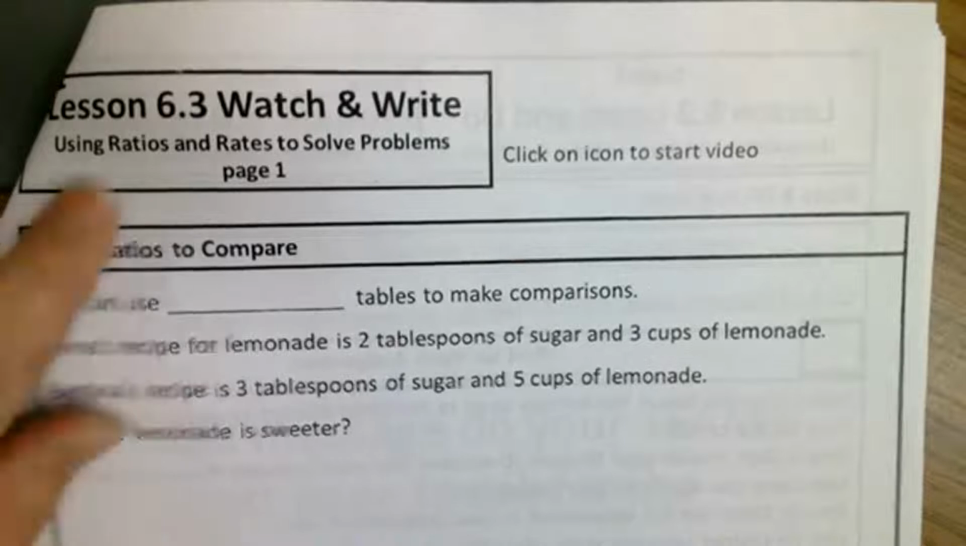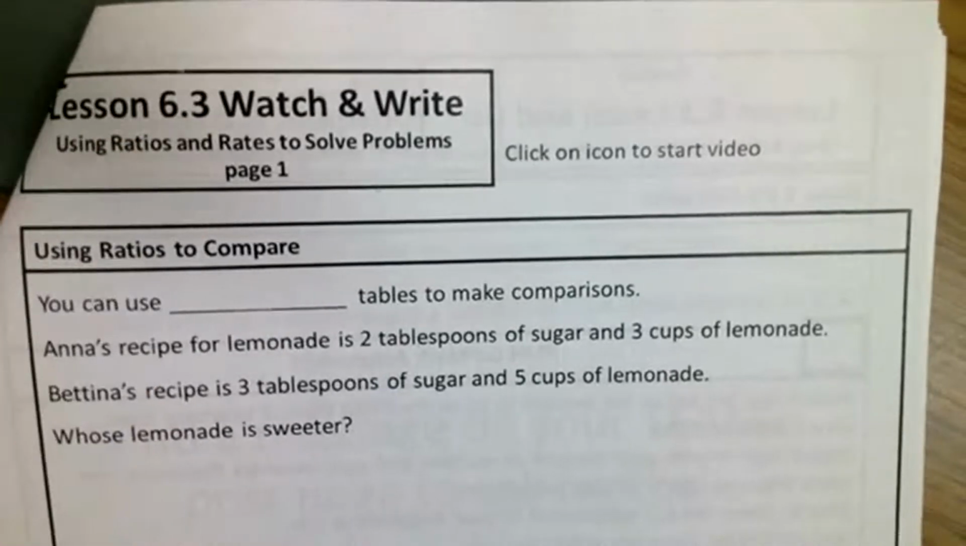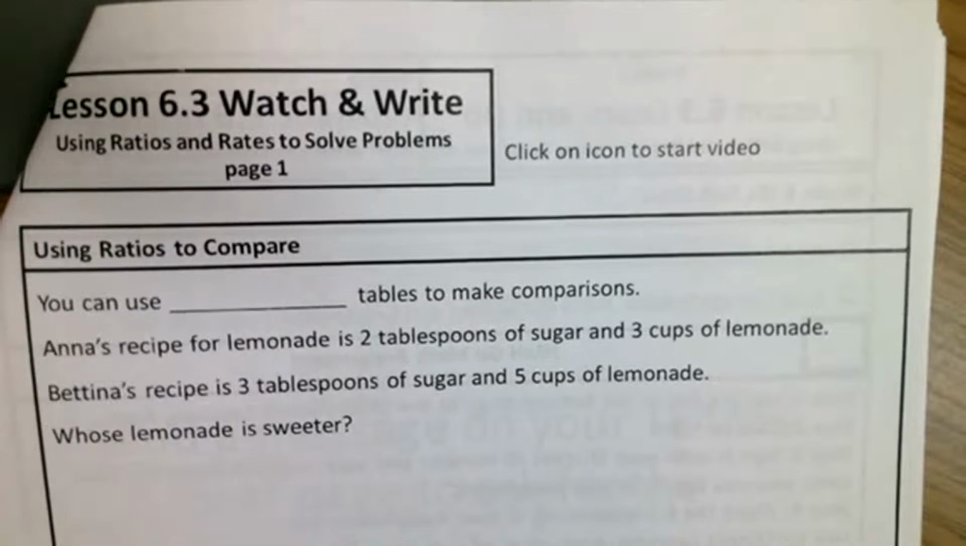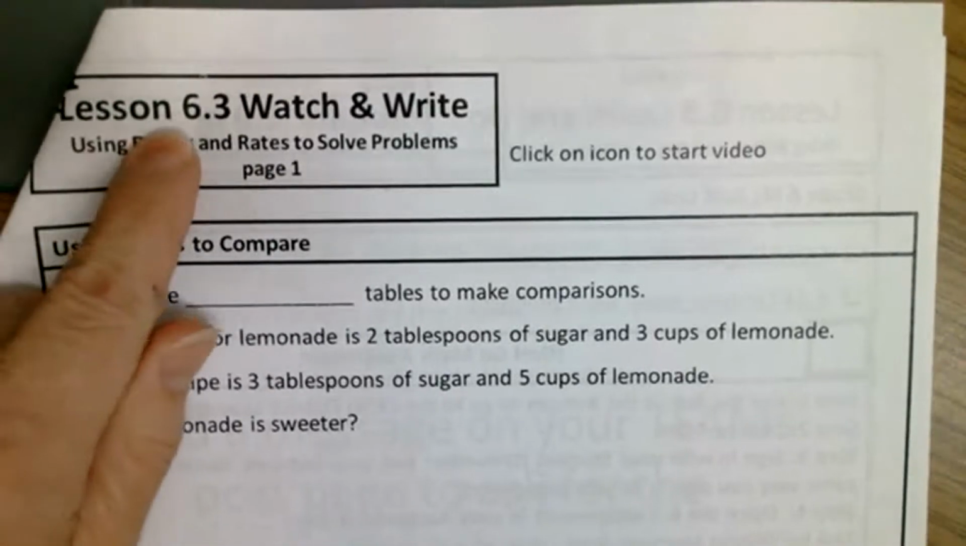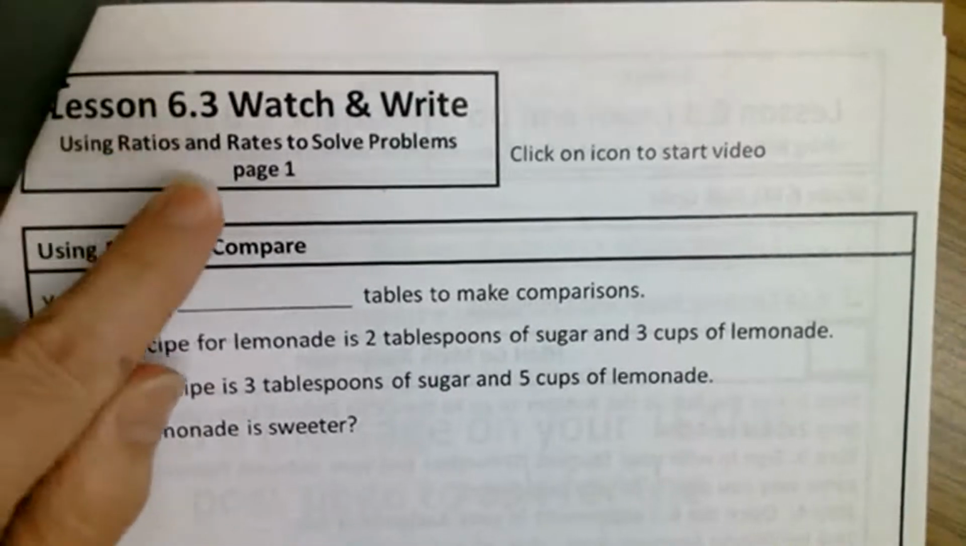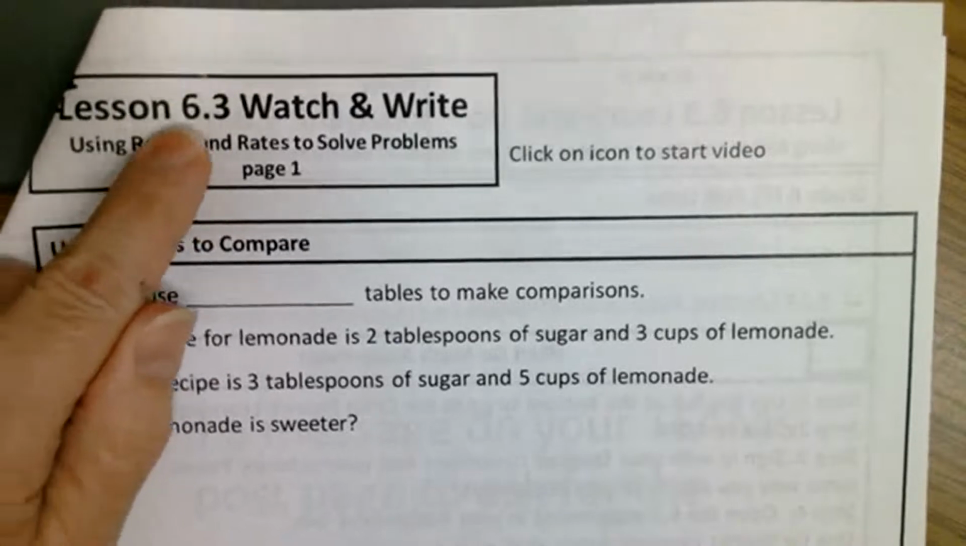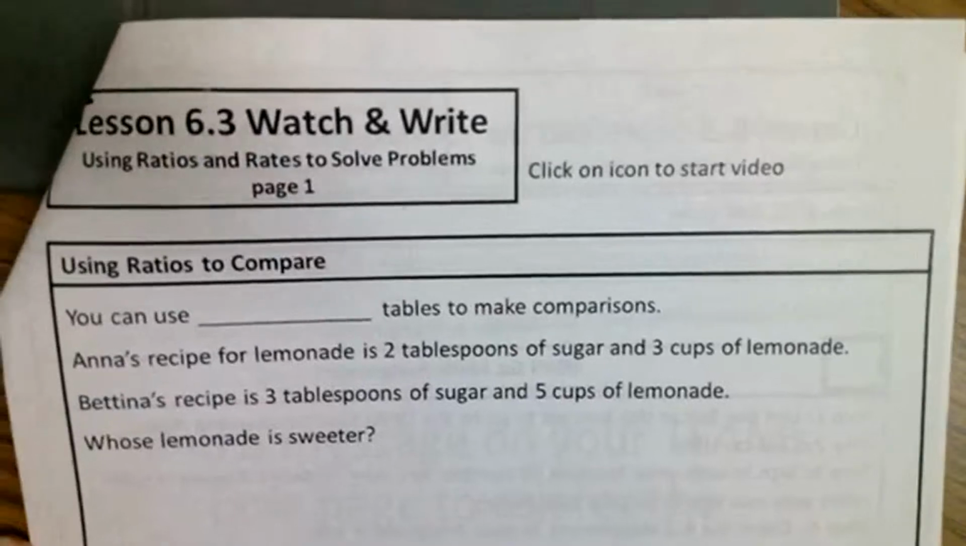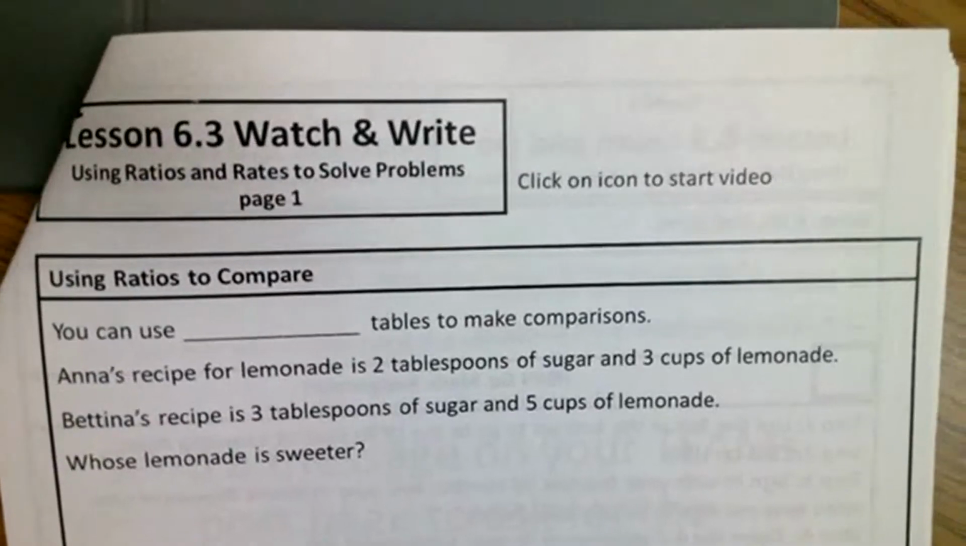Okay, we are now in lesson 6.3. It's called Using Ratios and Rates to Solve Problems. In Module 6, Lesson 1, we learned what ratios are. In Module 6, Lesson 2, we learned what rates are. And now in this lesson, we're going to apply what we learned to solve different kinds of problems that happen in real life. Okay, so one thing we can do is we can make a ratio table to make comparisons.